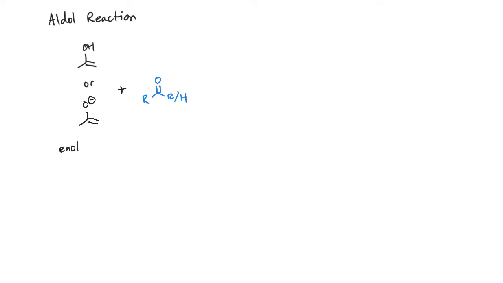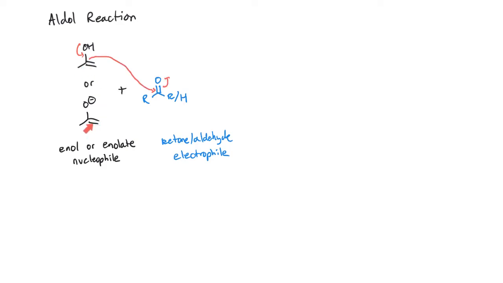For the aldol reaction, we'll either use a ketone or an aldehyde, not an ester or anything else, for the electrophile. The enol or enolate can be of any carbonyl containing functional group. But again, the electrophile needs to be a ketone or an aldehyde. So overall in this reaction, we have a nucleophilic enol or enolate, so a nucleophilic carbon-carbon pi bond. And that pi bond will attack the carbon of the carbonyl.